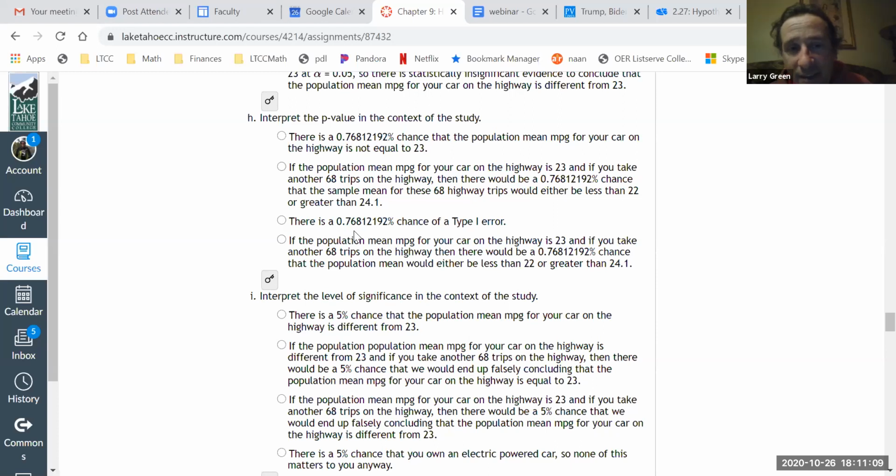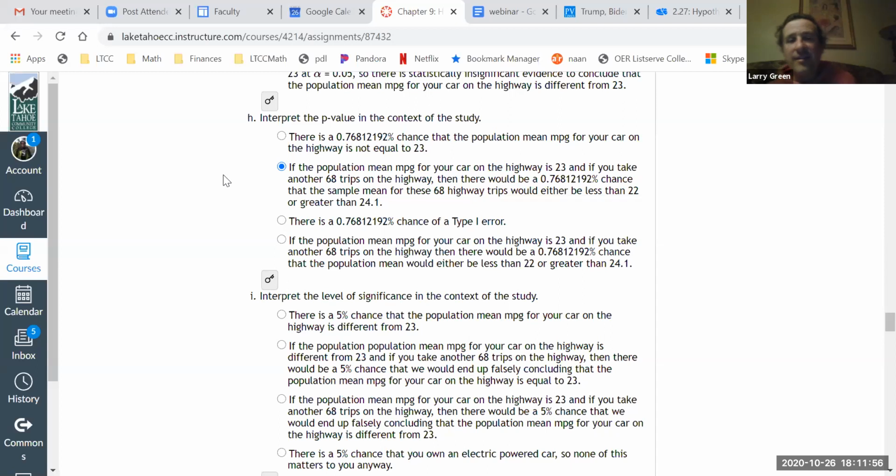Or there is a 0.768% chance of a type 1 error. Or if the population mean miles per gallon on the highway is 23, and if you take another 68 trips on the highway, then there would be a 0.768% chance the population mean would be less than 22 or greater than 24. Which one? So 1, 2, 3, or 4. Yeah, this one's B. Okay, or 2, I guess, whatever you want to call it.